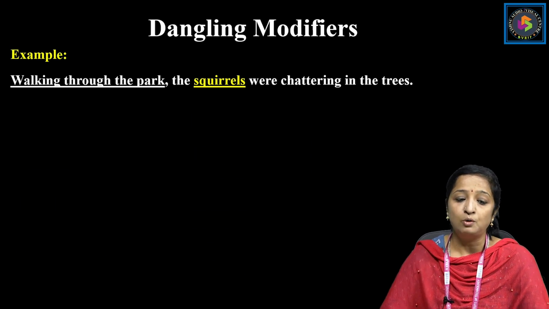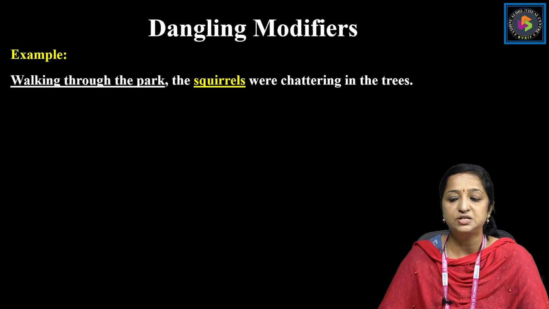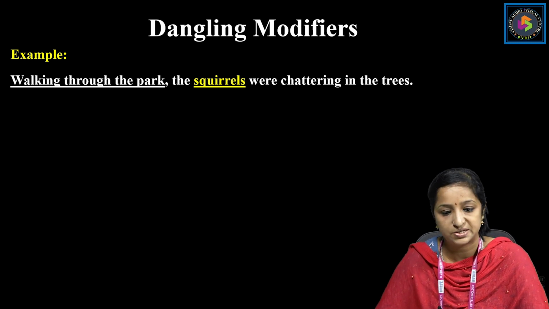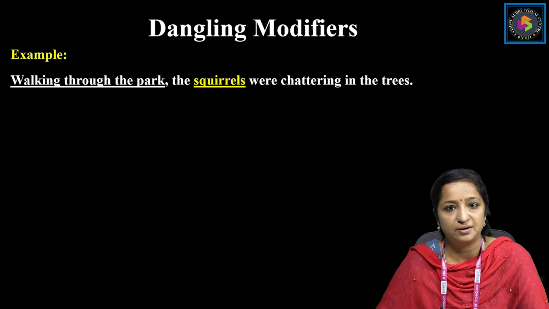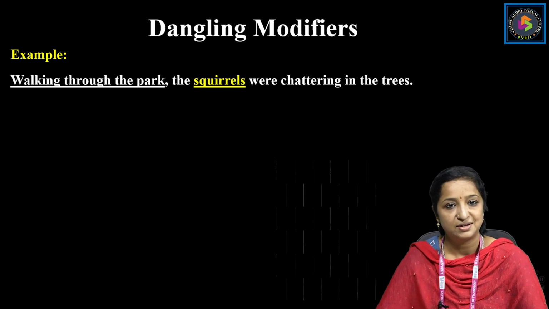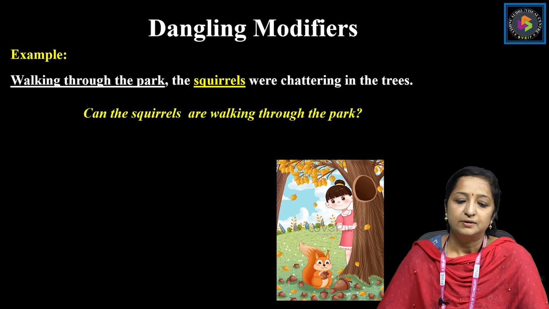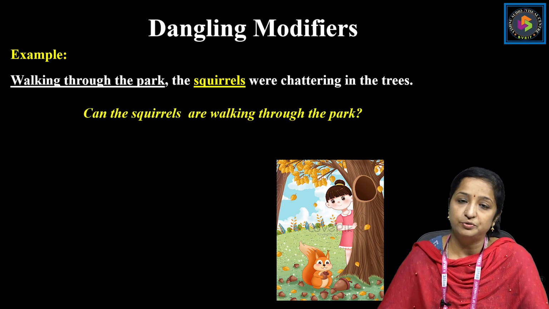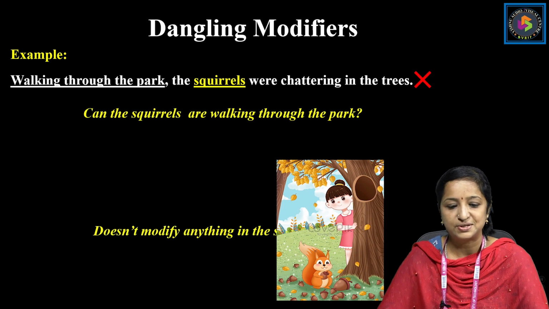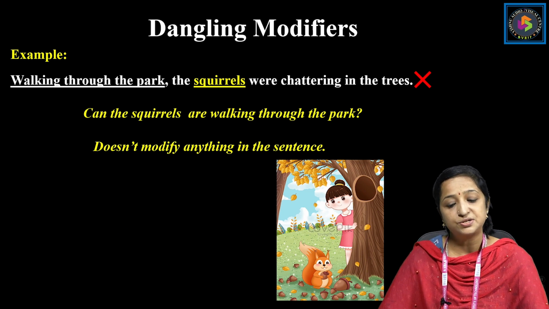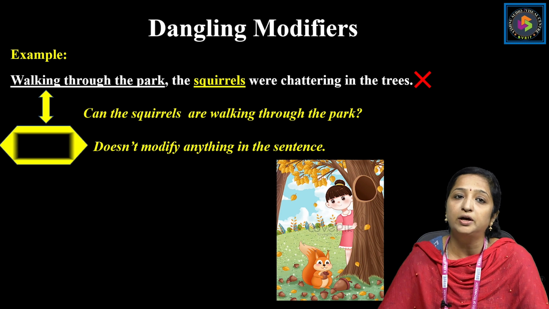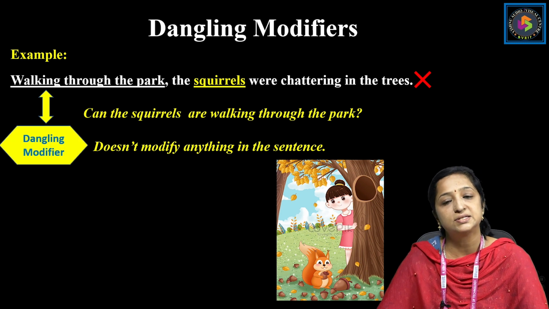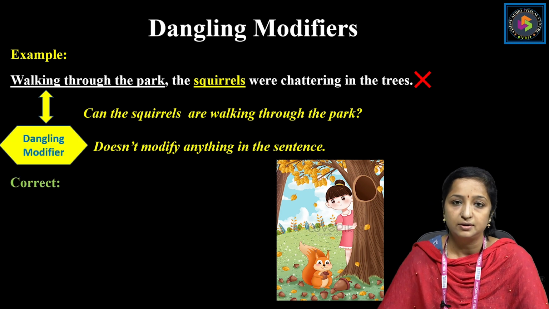Now, let us go with one more example. Walking through the park, the squirrels were chattering in the trees. So here, a person can walk in the park, but not the squirrels. Can the squirrels walk through the park? No, they can't. The sentence is wrong and it does not modify anything in the sentence. So here, "walking through the park" is a dangling modifier.